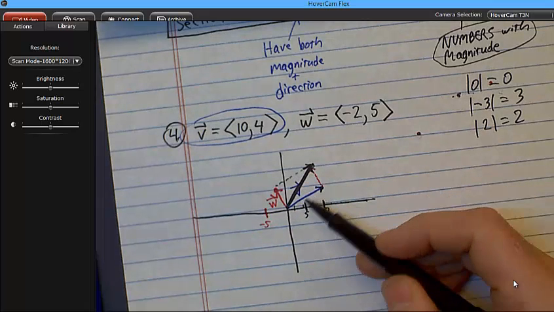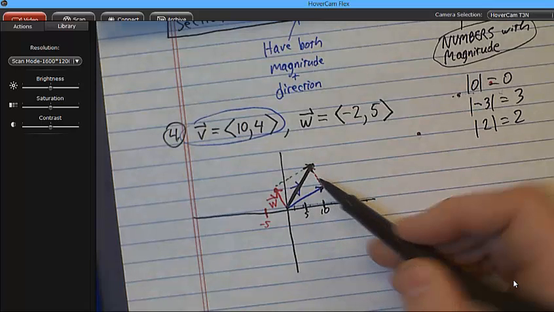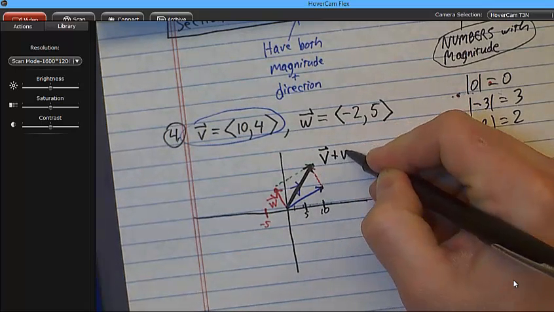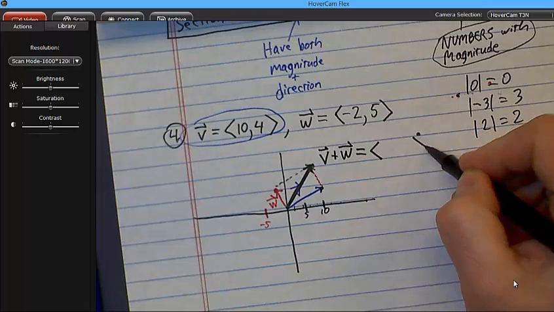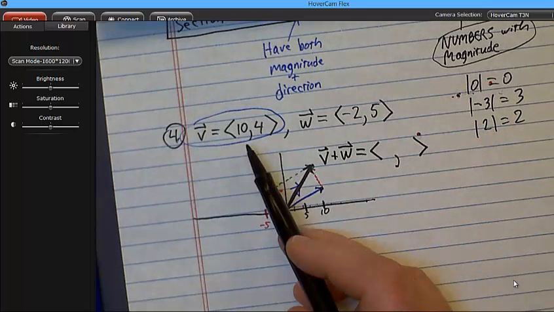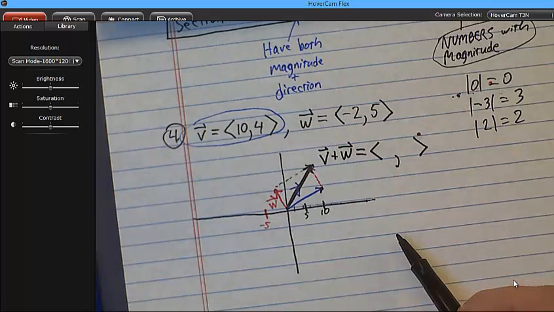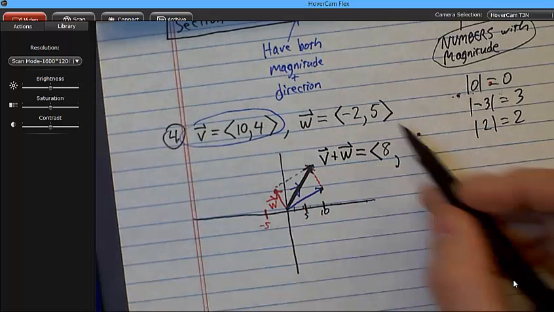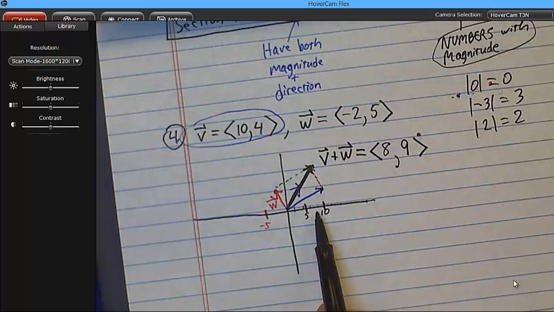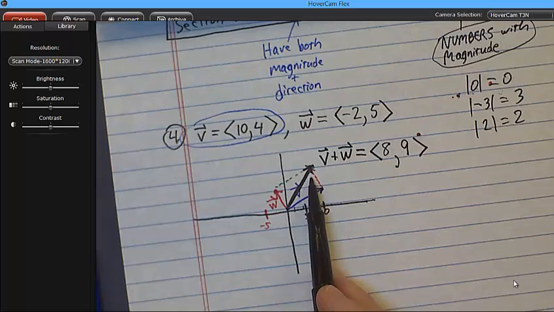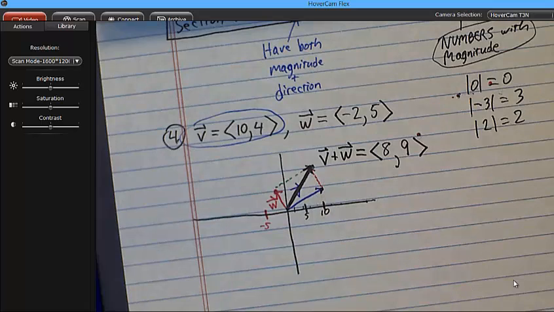And so, can we figure out exactly what that vector is? V plus W. Wouldn't it be great if the rule for adding vectors was, like, what do you think the first one should be? 10 plus negative 2 is 8, and 4 plus 5 is 9. Wouldn't it be great if that were the rule? It is. Look, 8, 9. I think I made it too thick. It looks like it's hitting 10. But are you guys with me on this? If you want to add two vectors, you just add the coordinates. Isn't that beautiful?